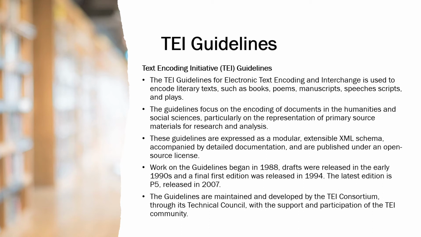These guidelines are expressed as a modular, extensible XML schema, accompanied by detailed documentation and published under an open source license. Work on the guidelines began in 1988. Drafts were released in the early 1990s, and a final first edition was released in 1994. The latest edition is P5, which was released in 2007. The guidelines are maintained and developed by the TEI Consortium through its technical council, with the support and participation of the TEI community.